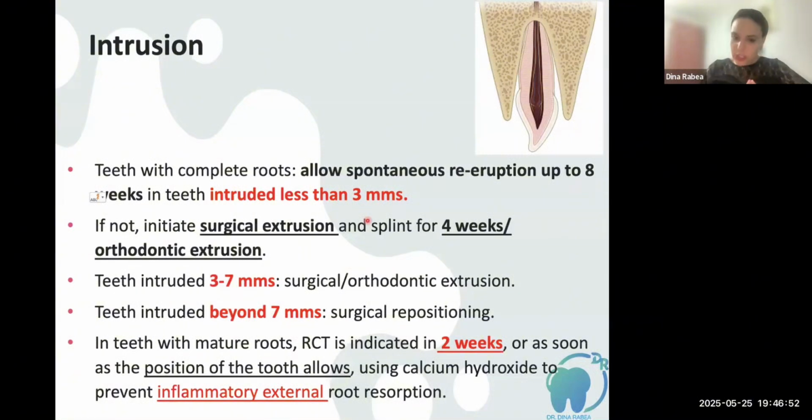And most of the time with surgical extrusion, the pulp will go necrotic because, again, this is exactly like extracting the tooth. And of course, if signs of inflammatory external root resorption appear at any moment, you have to start RCT, root canal treatment, with calcium hydroxide dressing on a schedule of 6 weeks and reapplication, and we're going to discuss this later, until the signs of root resorption disappear completely on the radiograph.